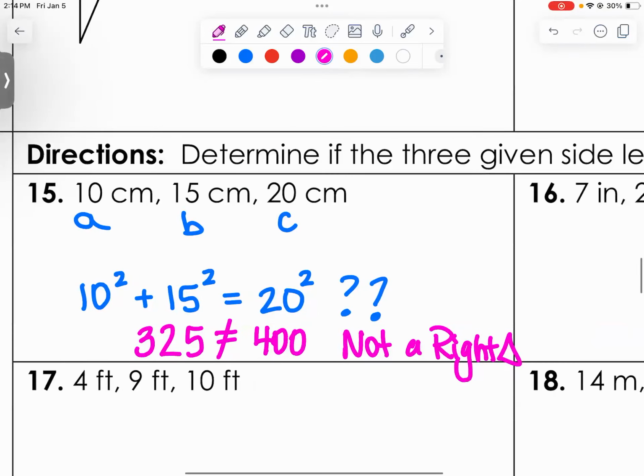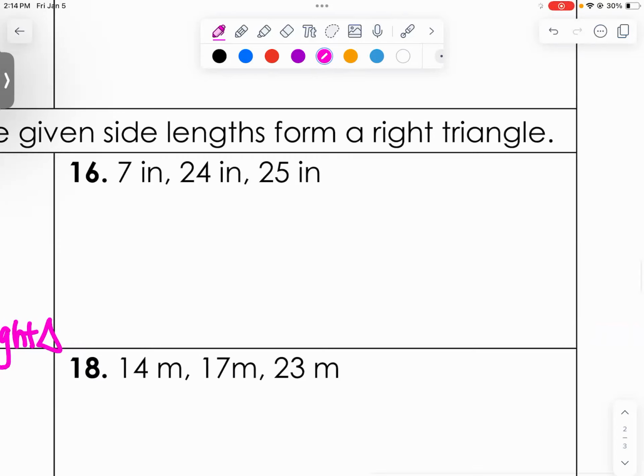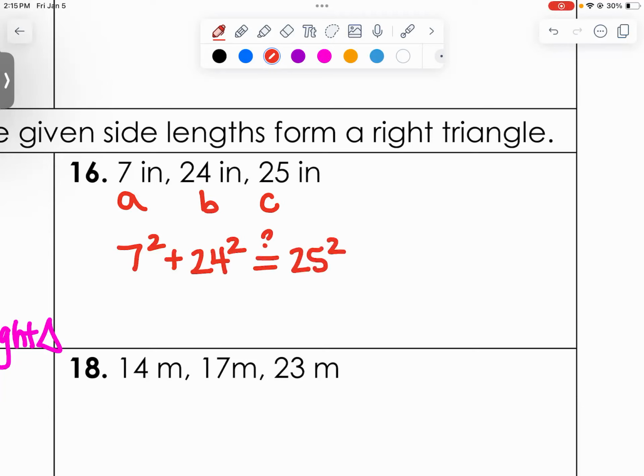Does that bother you? Connor, do you have a question? No? Okay, so now look at number 16. Gabe, which one would the hypotenuse be in this case? Okay, so 25 we're going to use as c. So we need to decide, is 7 squared plus 24 squared equal to 25 squared?